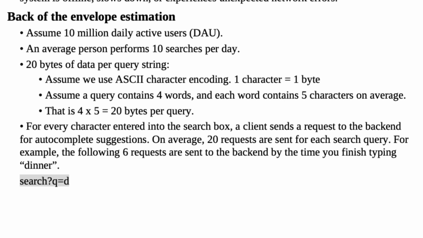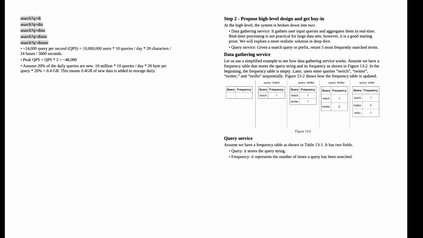QPS-wise, they are dividing the daily number we have calculated. If you have to calculate per second, you divide it by 24 multiplied by 3600, so we can do the math there, and it should be something close to 48,000 queries per second. For peak, they have assumed it would be twice that. And 20% of the daily queries are new queries and the others can be old, so they have applied the 80-20 rule. This means the new queries are added to the storage daily. Okay, so if we take 20% of it, how much would it be?